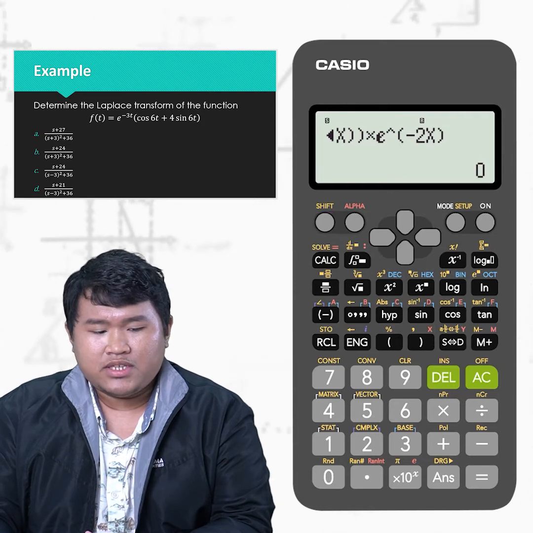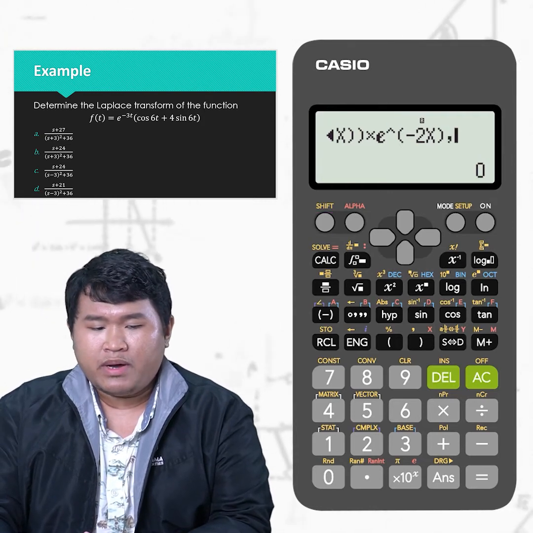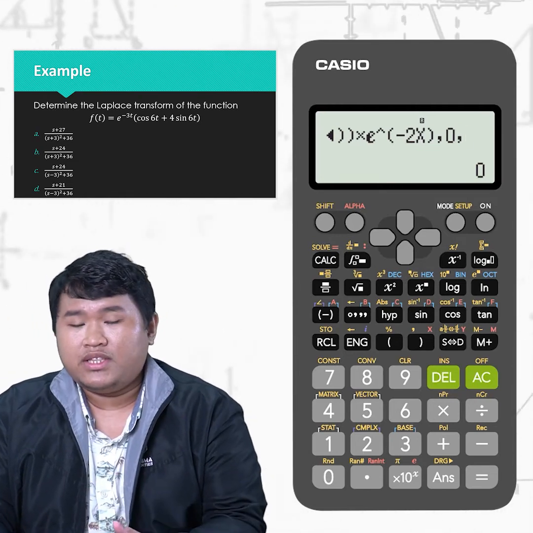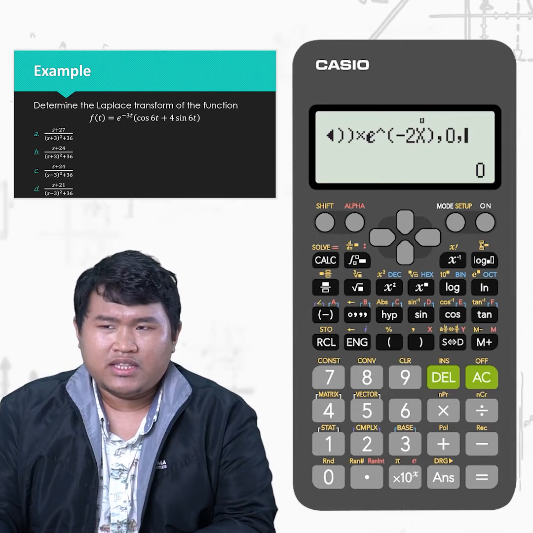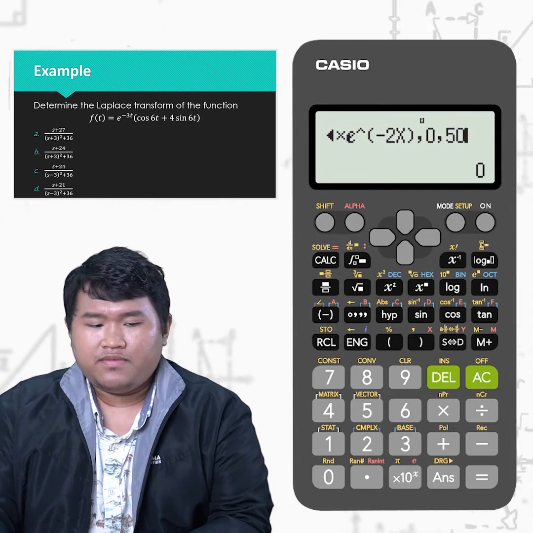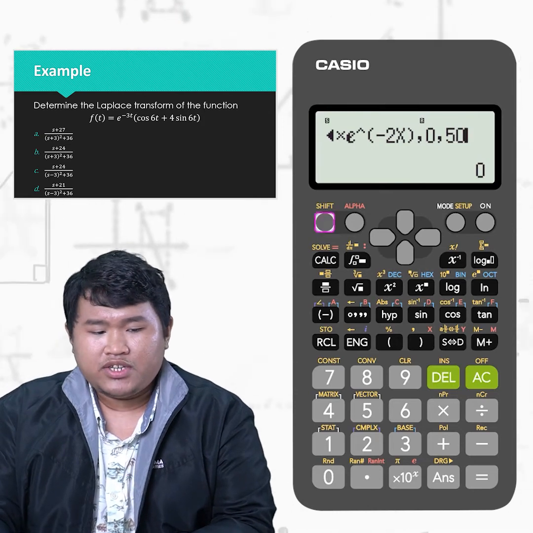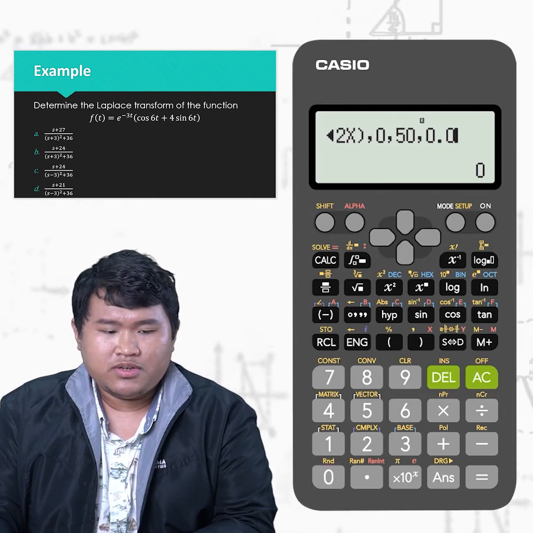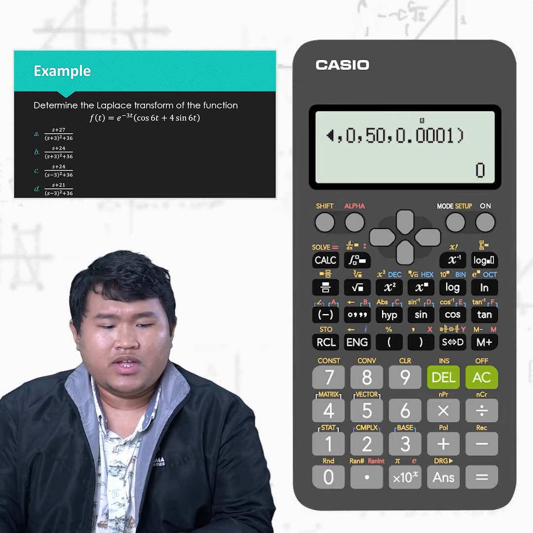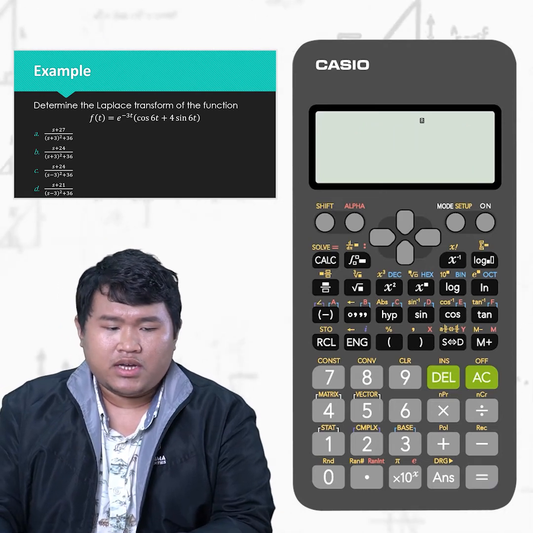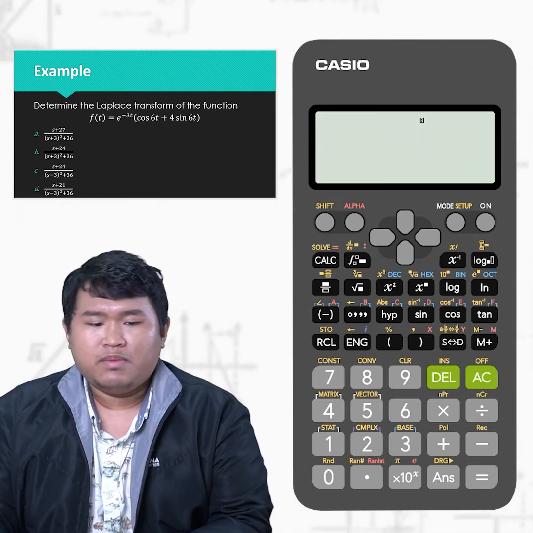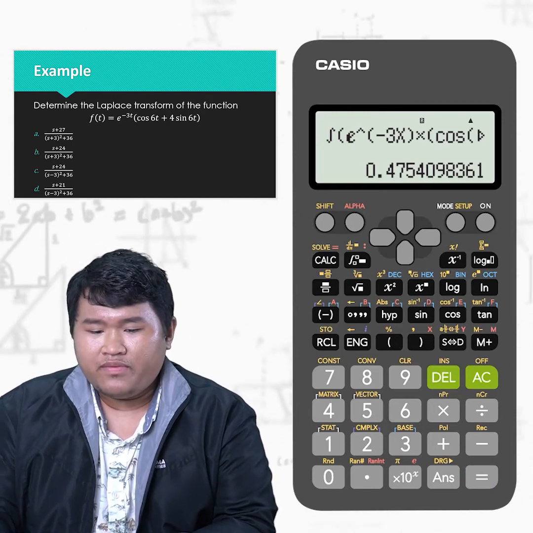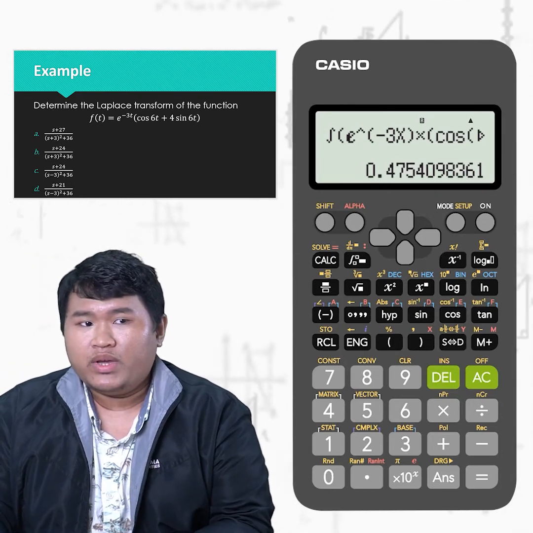Next, shift, close parenthesis, accesses the comma, and then the lower bound is 0. Shift, comma. Next is the upper bound, which is positive infinity, but for this case, we will use a large number, let's say 50. And then shift, close parenthesis, comma, and then the accuracy of the solution. Let's say 0.0001, and then close parenthesis. Now, if we press the equal sign, integrals are usually slow, but let's be patient, and we will have the answer, which is 0.4754. That is the value of the integral, which is the Laplace transform when s equals 2.